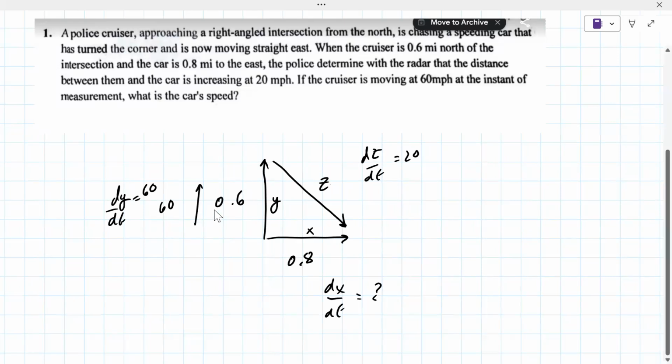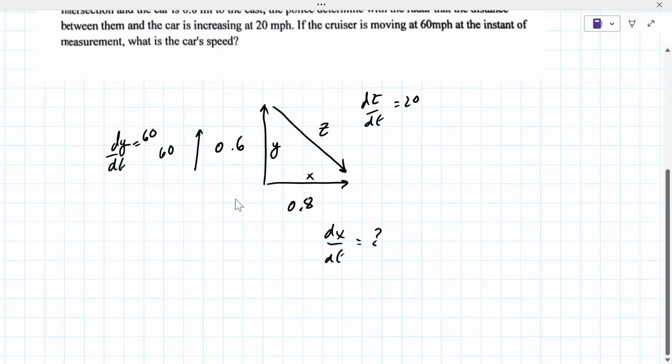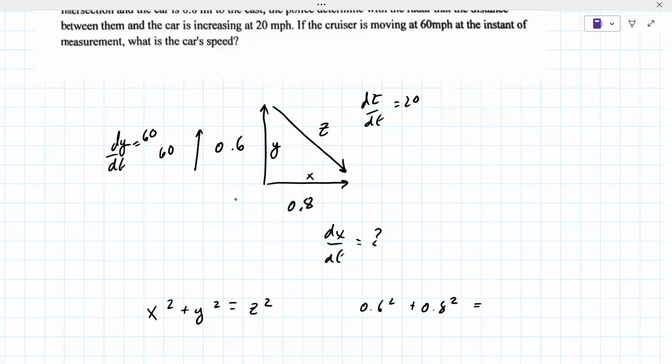So the way you do this is you need some overarching equation. Well, that's the Pythagorean theorem: x squared plus y squared equals z squared. You're going to use this in two ways. The first way is to find z. So 0.6 squared plus 0.8 squared equals z squared. You'll find that z equals 1 when you solve that. And if you need some more explanation on that, I'm happy to provide that.